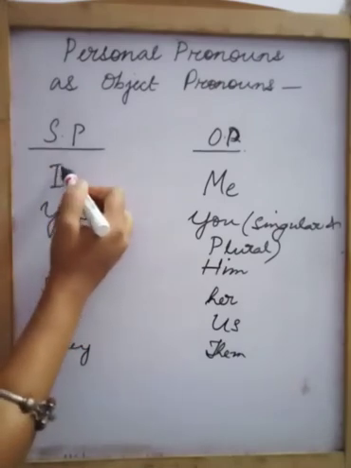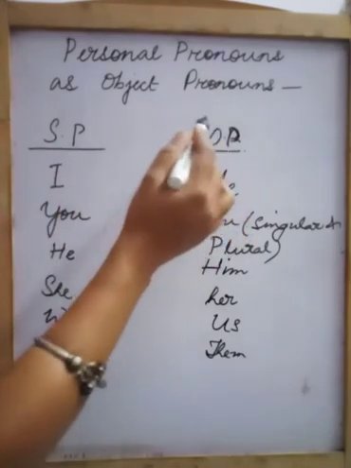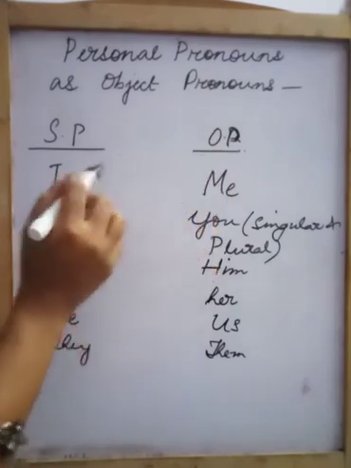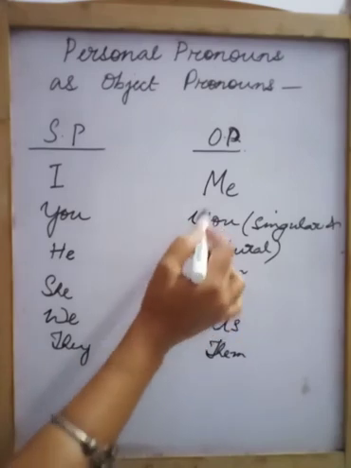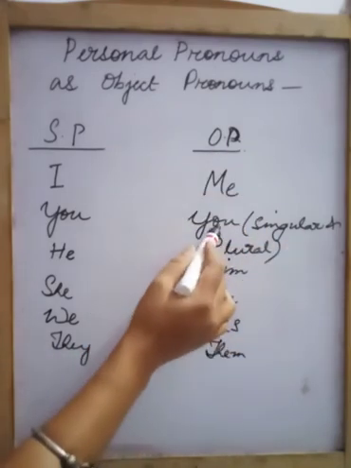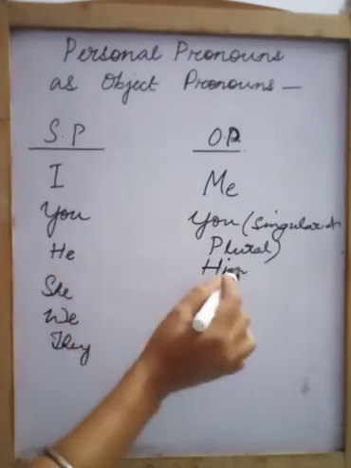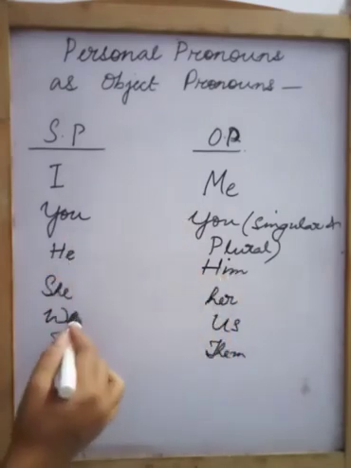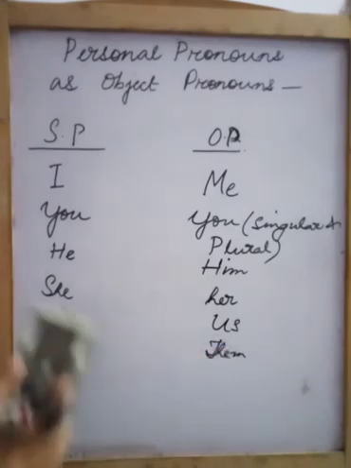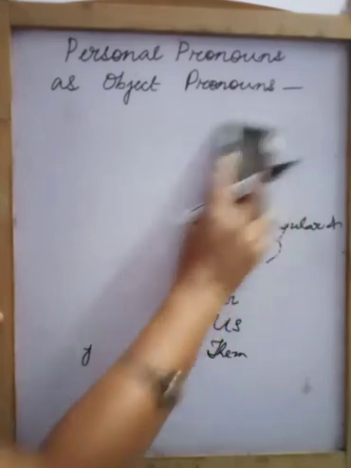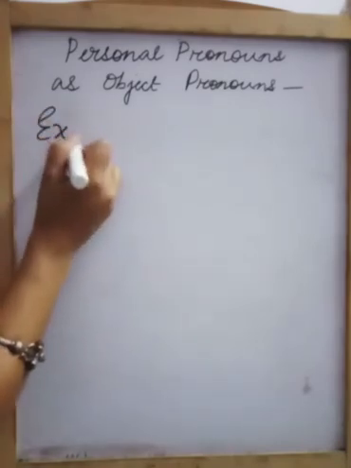So I will become me when it becomes the object pronoun. Then you will become you. It will remain the same. It will not change. You for object pronoun, both singular and plural, remains as you. He becomes him. She becomes her. We becomes us. They become them. Now I'll just give you some examples, and how a personal pronoun becomes the object pronoun will be very clear to you.